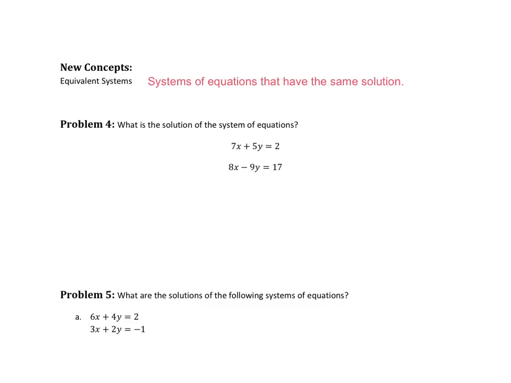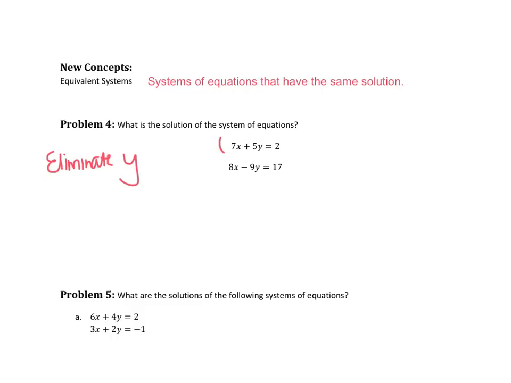So now on the back side of your notes, we're going to look at equivalent systems. Equivalent systems are systems of equations that have the same solution. So we're going to figure out what that looks like when we do elimination. As you look at problem 4, it says, what is the solution of the system of equations? I have decided that I want to eliminate y in this case. So if I'm going to eliminate y, I need to make the coefficients in front of y the same but opposite in sign.